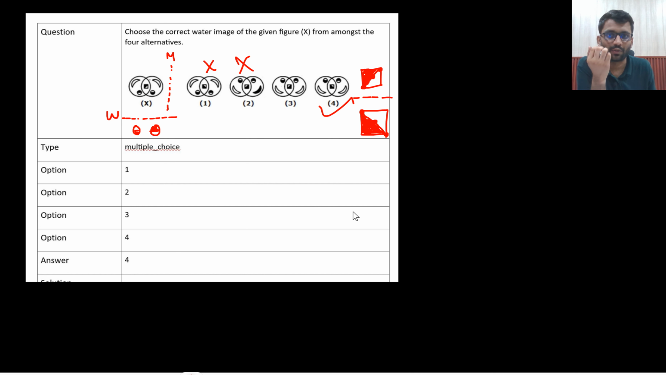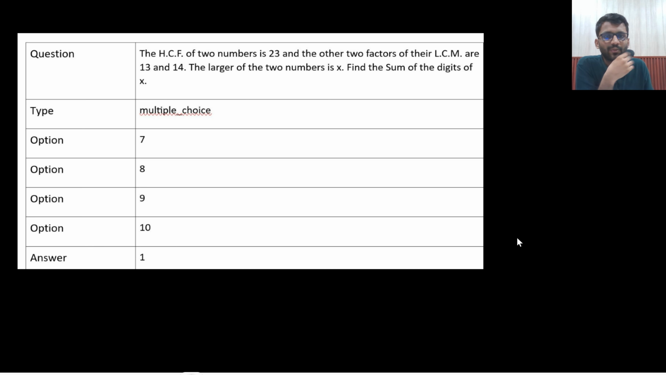So what is the option? Fourth, because here it is different. So fourth is the answer. Okay, well and good. So in this problem you should have a good idea of HCF and LCM, then only you will be able to solve it.